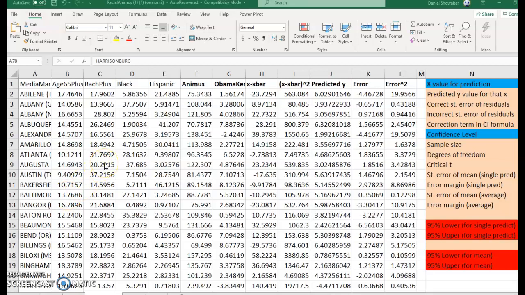When we ran a multiple regression earlier, we were predicting the level of racial animus, so racial hostility, in every media market, or most of them, 196, I believe, based on these four predictors. So this was our outcome, and these were our four predictors.